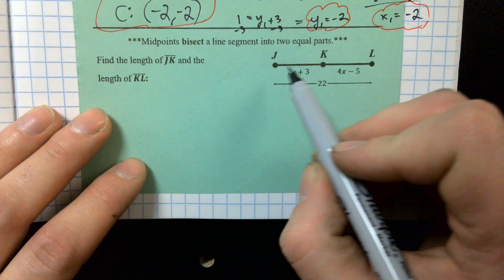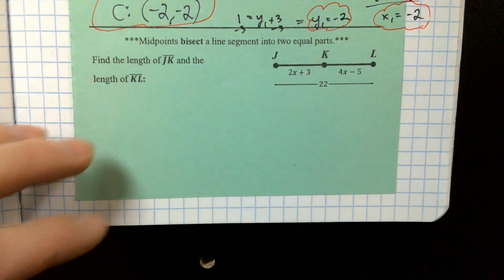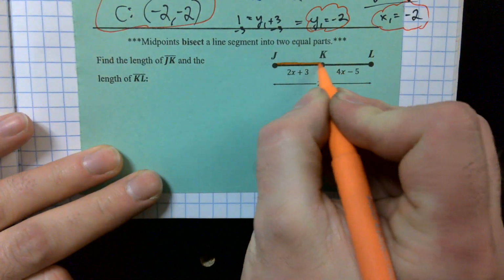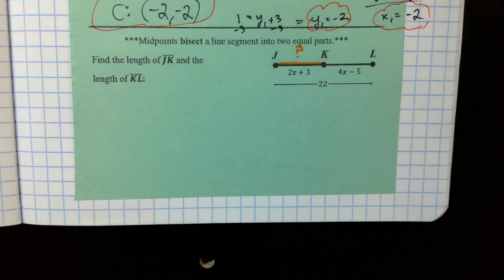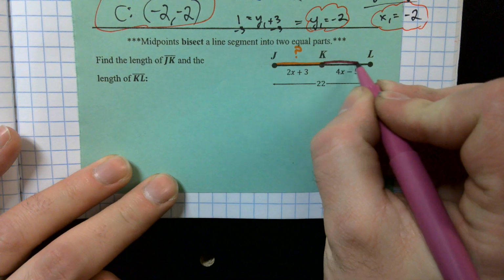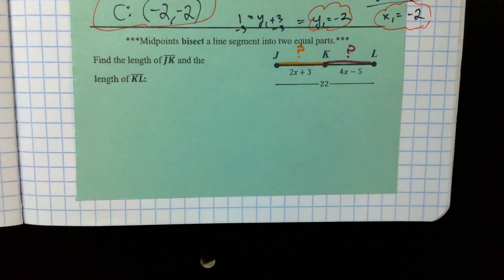So I'm going to find the length of JK. Here's JK. I'm going to find the length of that. And I want to find the length of KL. KL. Right?